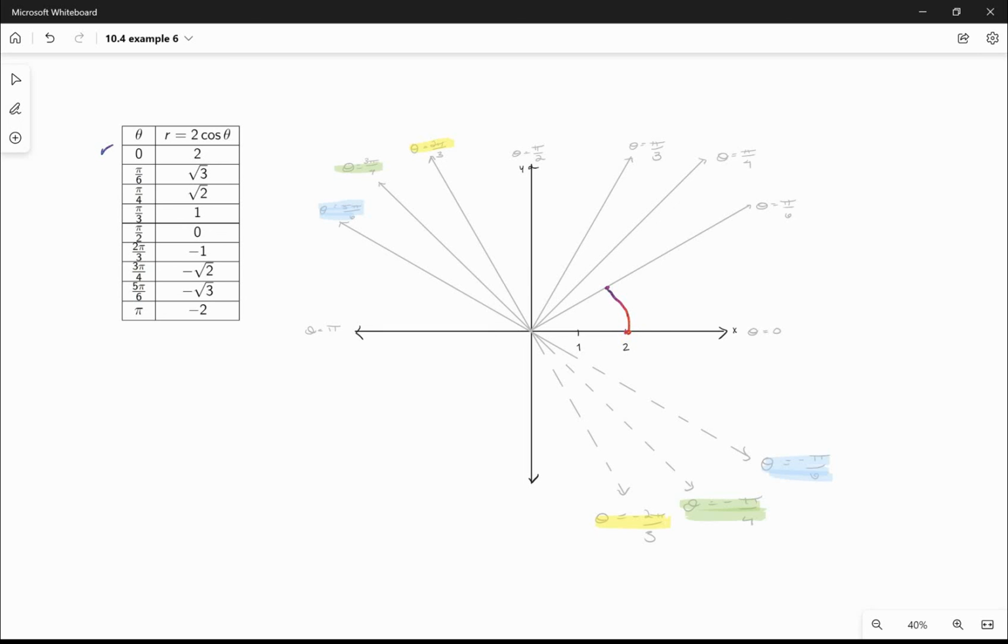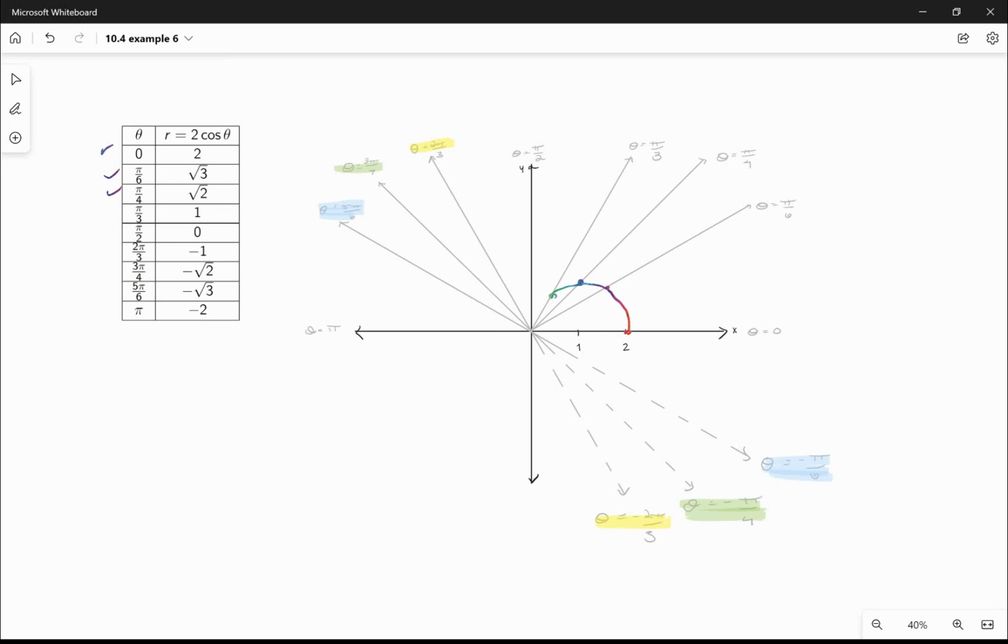And then the next point is (pi over 4, square root 2). So we're going to be on the pi over 4 line, and r is just equal to square root 2. Again, somewhere between 1 and 2, a little bit smaller than square root 3. Estimate it's about right here, and continuously connect these points. Next, we have pi over 3. r is equal to 1. So about right here. And then connect these points.